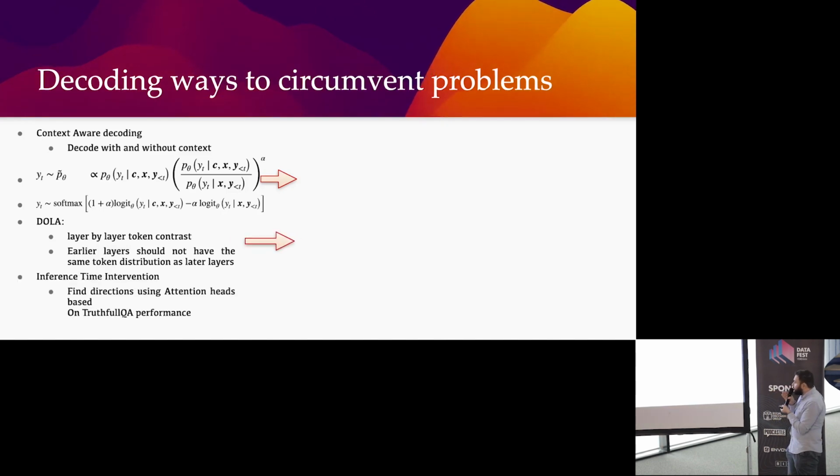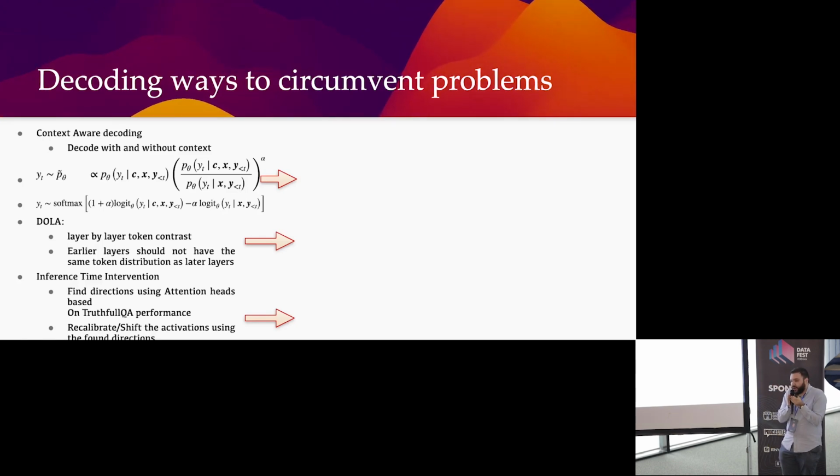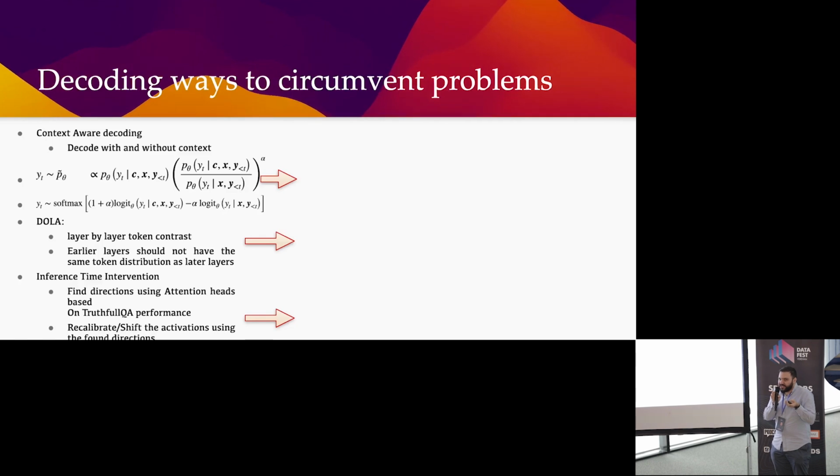And there's inference time intervention, which says, let's find directions using attention heads based on TruthfulQA performance. Essentially, those directions are vectors that show a direction. They call it a direction of factuality. You can call it a direction that maximizes TruthfulQA, which they say most likely should be the same.